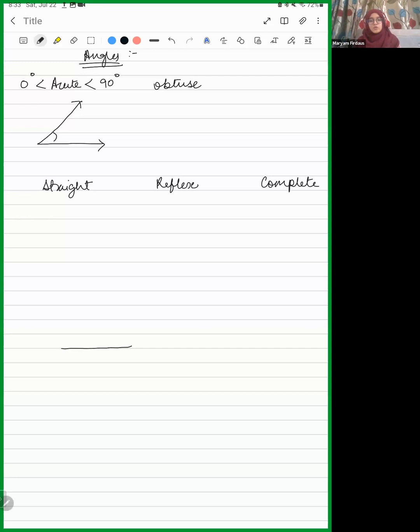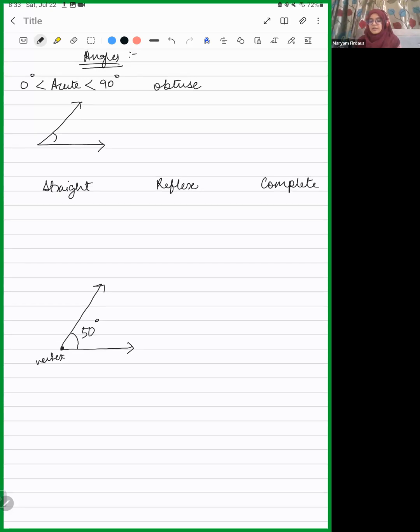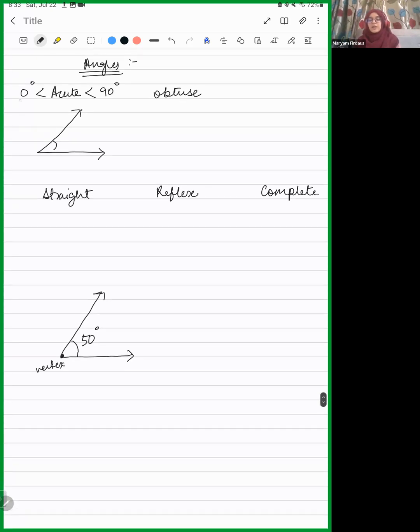So that is the angle. An angle basically has two arms and a vertex. This is an arm of the angle, this is another arm. And this point where both the arms meet is called the vertex. Over here we draw this just to show that we are going to write the measure of the angle. Let's say this is something like 50 degrees or 60 degrees. So this is going to be an acute angle. If it's 50 degrees, it's acute, meaning it is between 0 and 90.